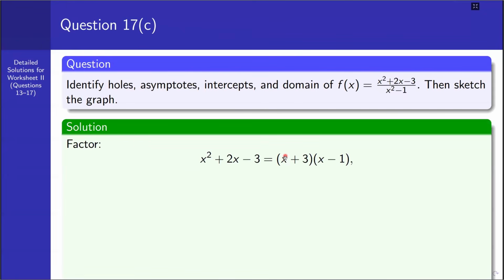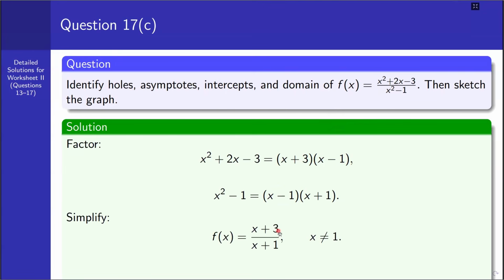So first we must simplify, because we need to know if there are terms that cancel. The numerator can be factored as x plus 3 times x minus 1, and the denominator is x minus 1 times x plus 1. So x minus 1 cancels with x minus 1. Therefore, the simplified form of the given rational function is x plus 3 over x plus 1 when x is different from 1.